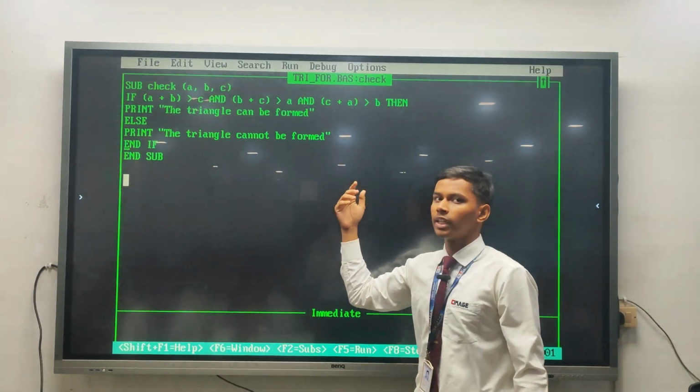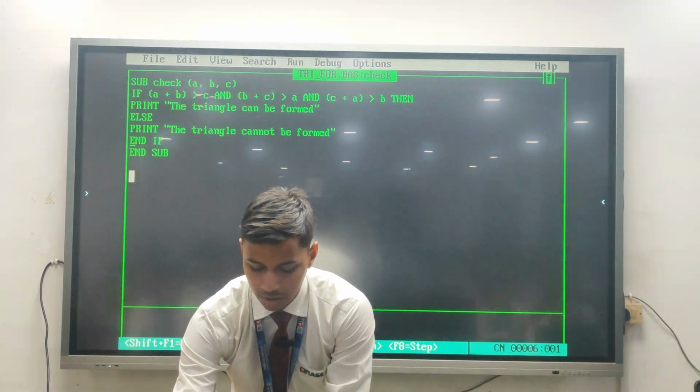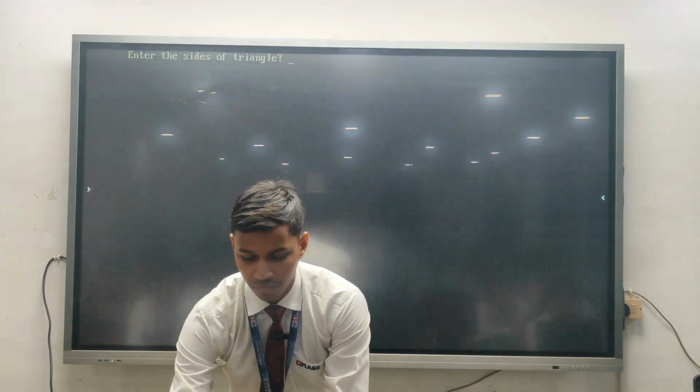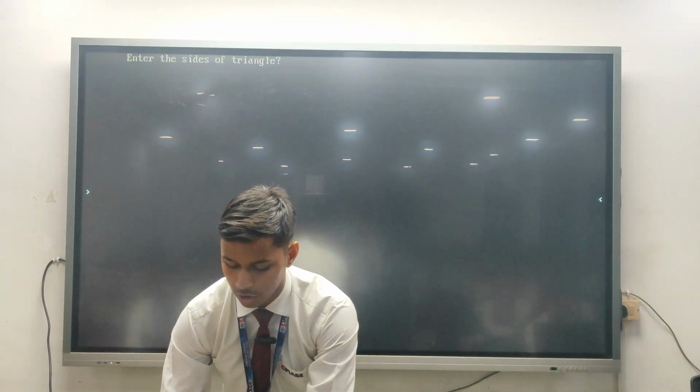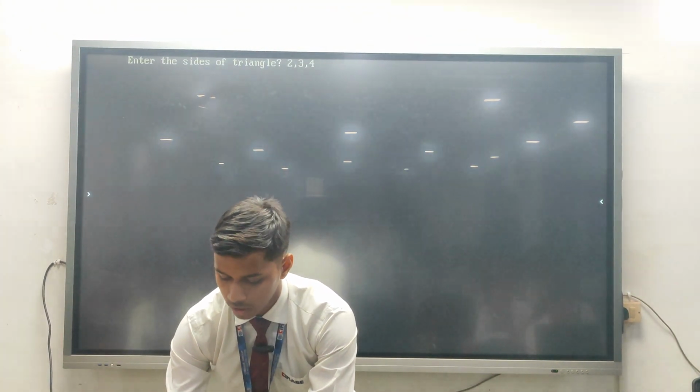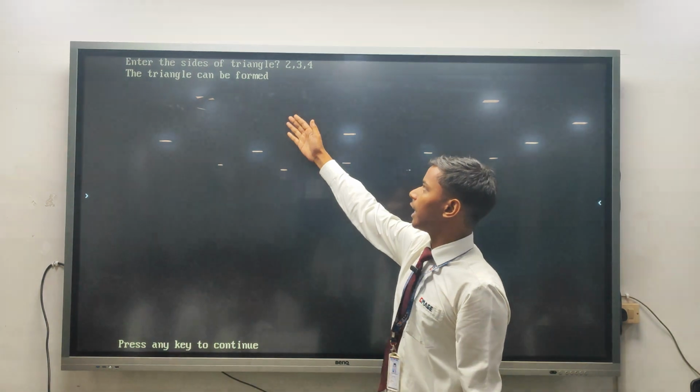Let us now check this with an example. In order to run the command, we are going to press function F5. Now I am going to enter three sides of the triangle. First, I will enter 2, 3, 4. Here we can see that the answer is triangle can be formed.